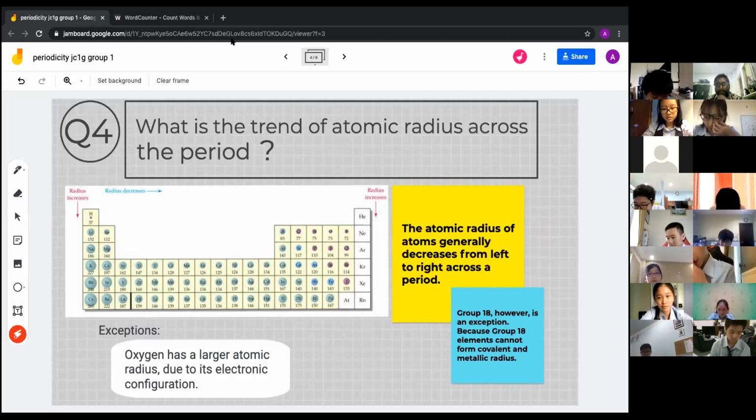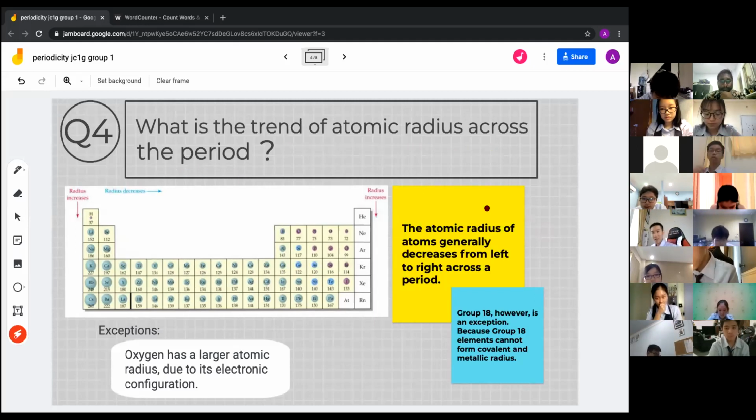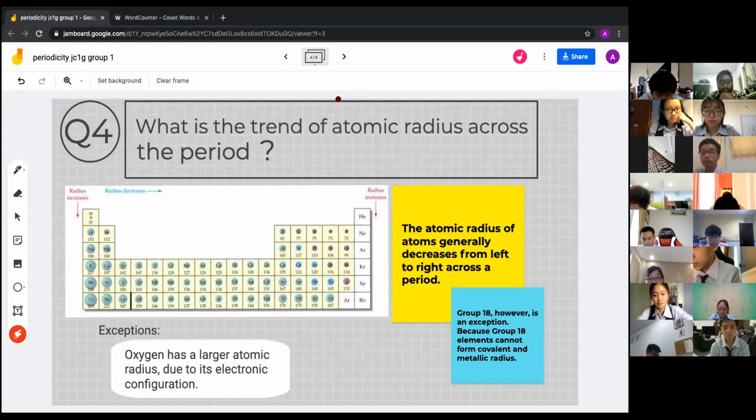What is the trend of atomic radius across the period? The trend is that it goes down. Taking period 3, for example, from Na all the way to chlorine, it goes down because the shells remain the same, but the proton count and nuclear charge get bigger. However, for argon, it's going to be bigger, but it's not included there because it doesn't have covalent bonding.